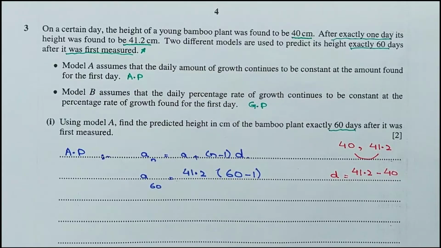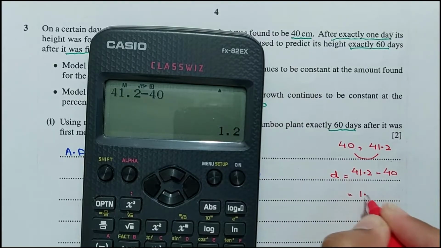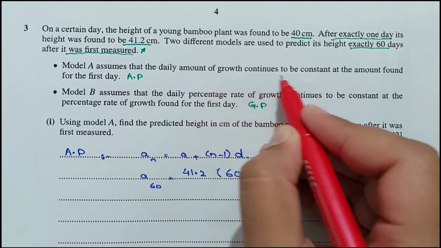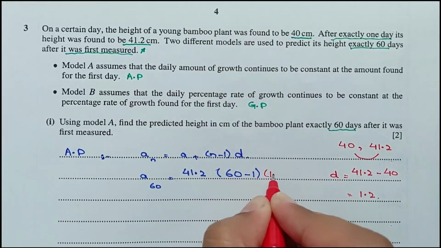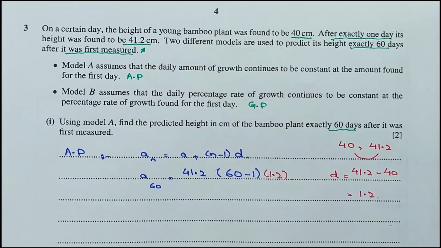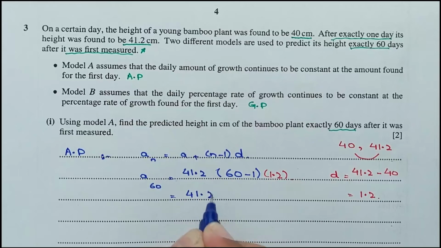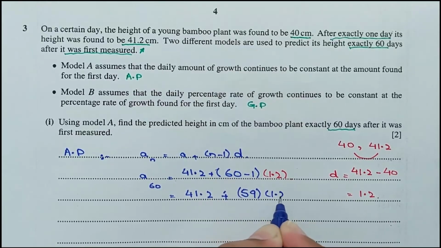So let me calculate it. We have 41.2 minus 40, which is 1.2. Yes, D is 1.2. The common difference between the terms is 1.2 because it continued to be constant. So D is equal to 1.2. All right, so now let me calculate it. We have the first term 41.2 plus n minus 1, which is 59, into 1.2.